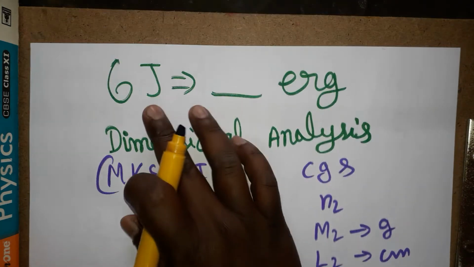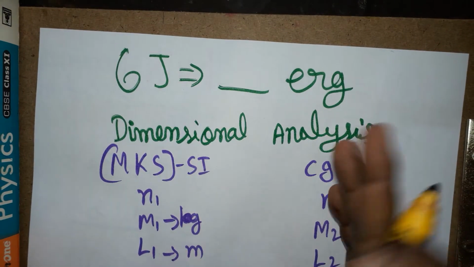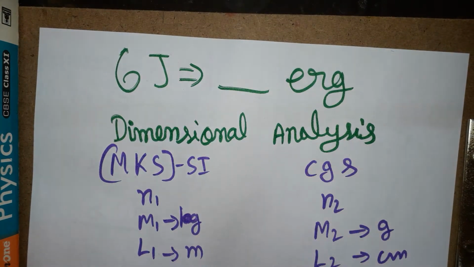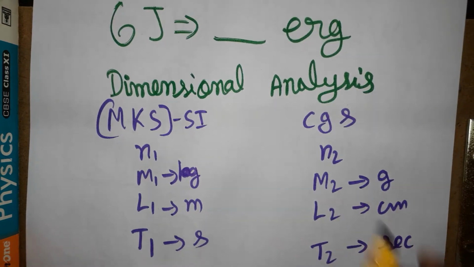Okay, 6 joule is equal to dash erg. First I am going to find 1 joule is equal to dash erg, then we multiply with 6, and we will get 6 joule is equal to dash erg.